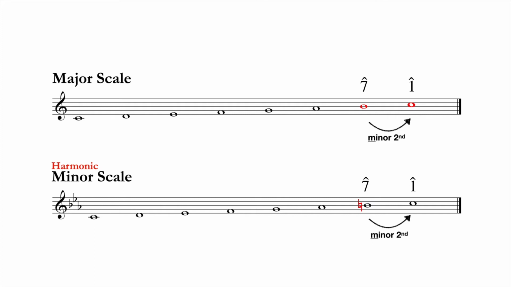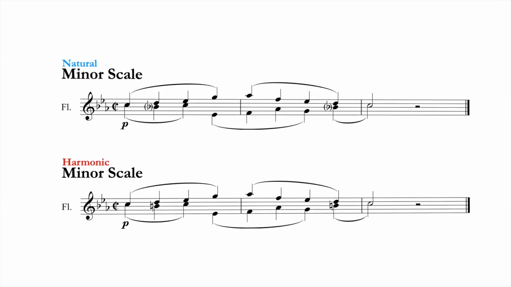The unaltered version is known as the natural minor and is often used in film and video games. Listen to how the raised leading tone alters the metaphorical forces at work in this two-voice counterpoint.